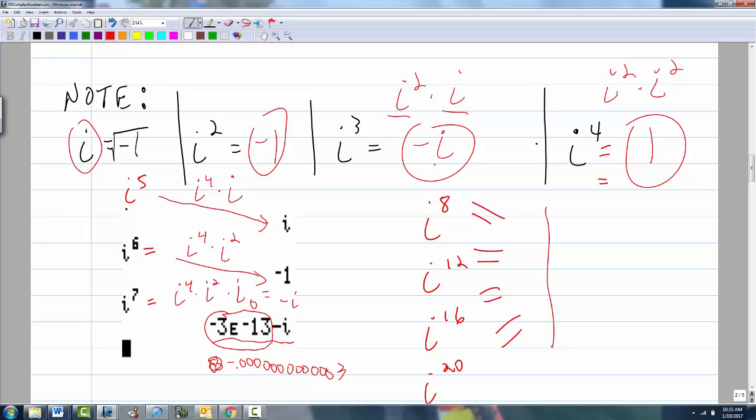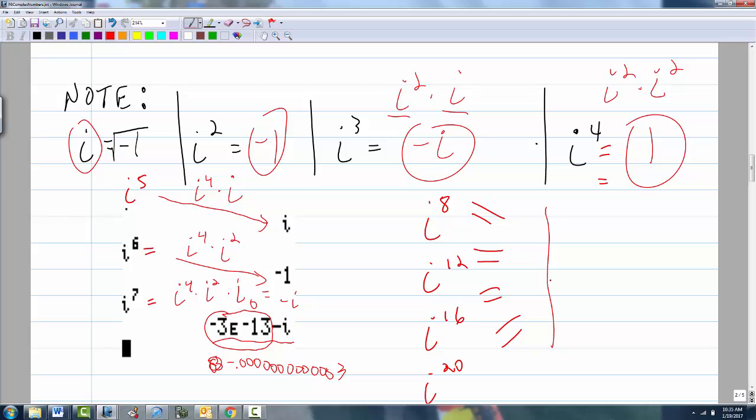-1 times i makes that -i. What's i squared again? What's -1 times -1? So i to the fourth is magically 1. And then the idea is, i to any power would be one of these four answers. It'd either be i, -1, -i, or 1.